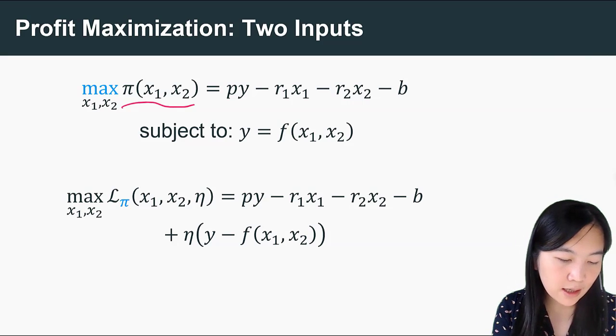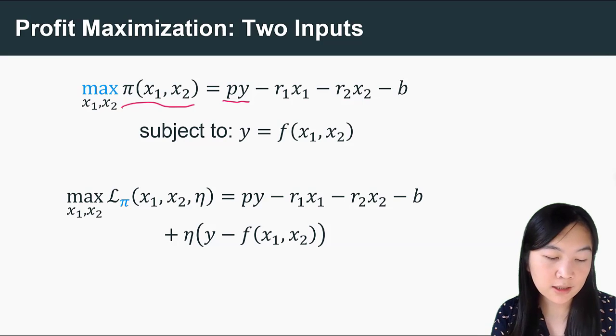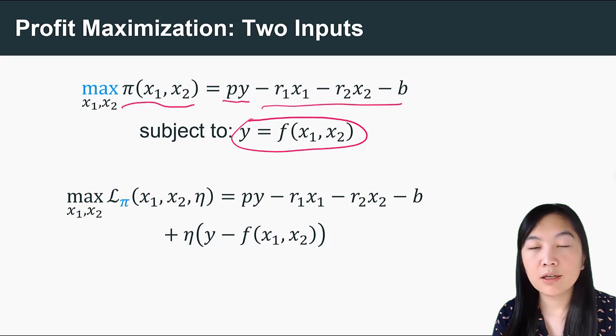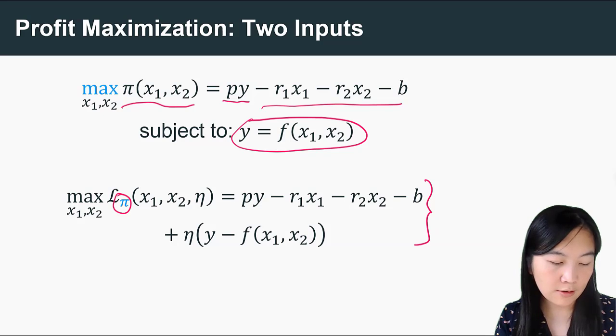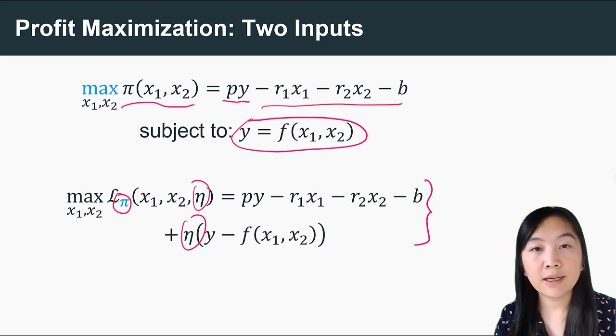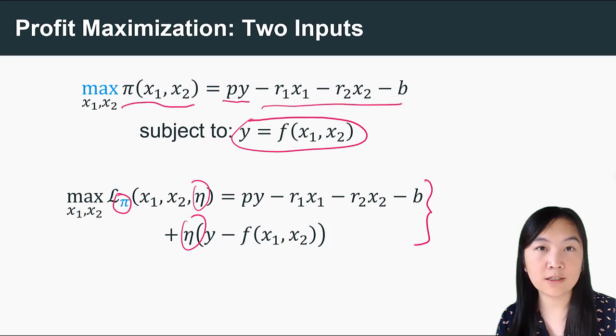Let's formulate the profit maximization problem. We are maximizing our profits, which equals the total value product P times Y minus total factor cost, subject to a constraint. If we formulate the profit maximization this way, then we can write out the Lagrangian function for the profit maximization problem, and I used a different Lagrange multiplier, eta, here. Then the next step is to set the partial derivatives of this Lagrangian equal to 0 and solve the problem.